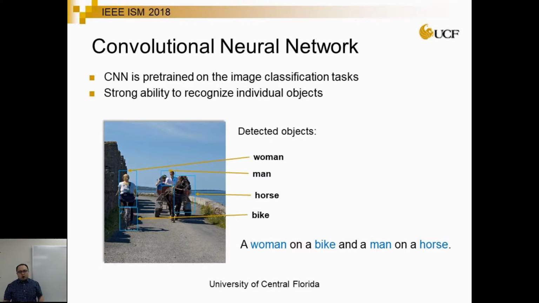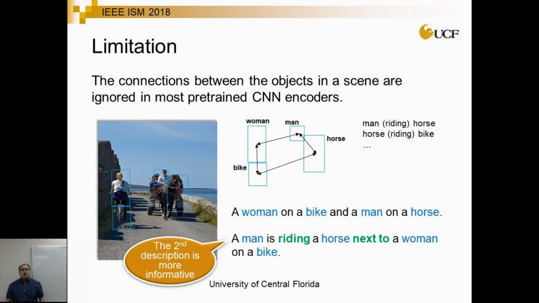Here's an example that shows our baseline model detecting objects and generating a description. We can see that the resulting sentence mentions all the objects and connects them with a simple sentence structure. So the limitation of the current method is that the capability of detecting objects is very strong, but the intrinsic connection between objects inside is always ignored.